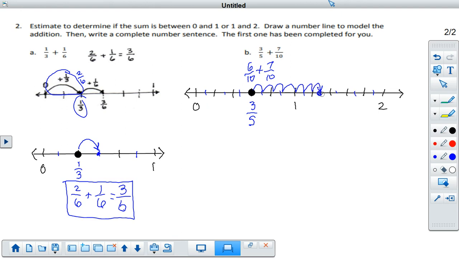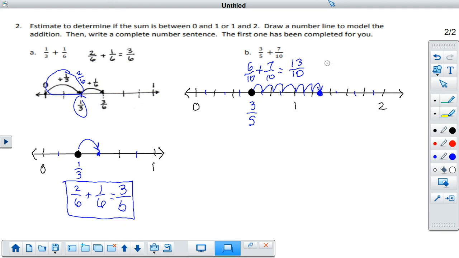It ends right there. And I can do the plain addition. 6/10 plus 7/10 I know is 13 tenths. I could also check that this is the 13th number. Or I could think if this is 10 tenths, 11, 12, 13 tenths.